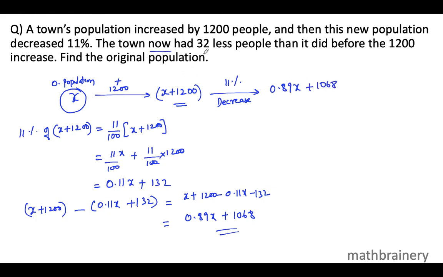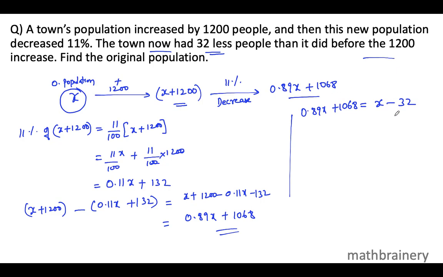Now, what is the condition? The town now had 32 people less than it did before the 1200 increase. So, before the 1200 increase, what was the population? X. This new population now is 32 people less than this. So, now what we have? 0.89x plus this 1068 must be x minus 32. Right. Let us now simplify this.